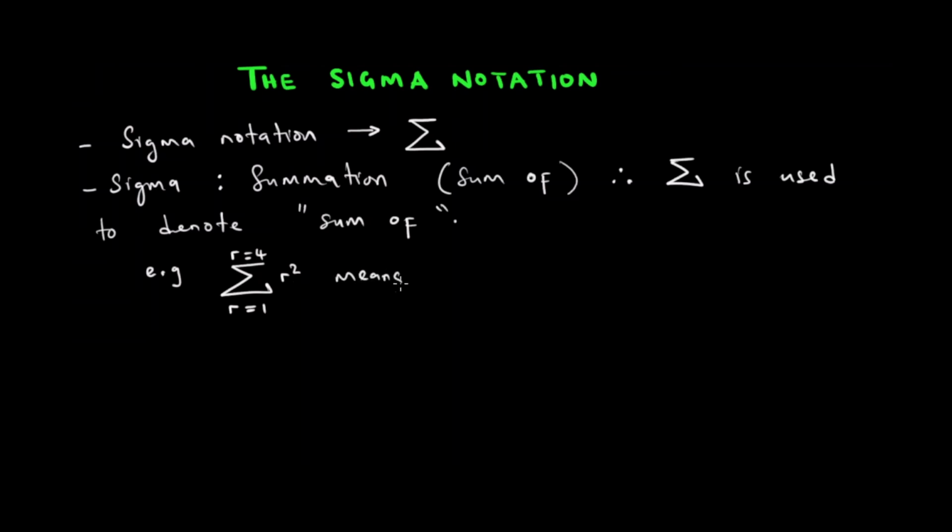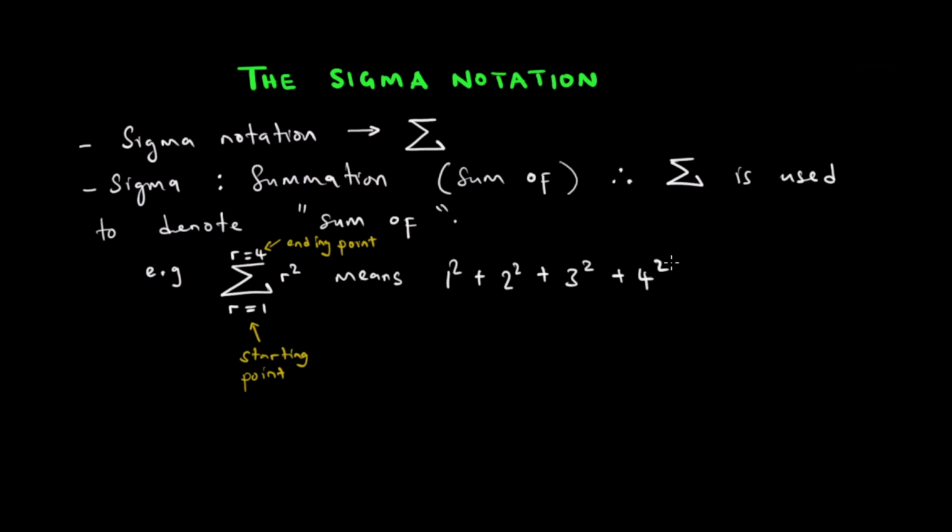This means we are starting at 1. So below here is r; this tells us our starting point, starting at 1. Then above here tells us our ending point, we are ending at 4. So we are going to be taking the square of r from 1 up to 4. Meaning, this means 1 squared plus 2 squared plus 3 squared plus 4 squared. That is what it means.